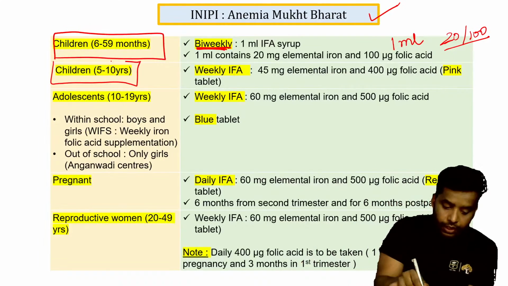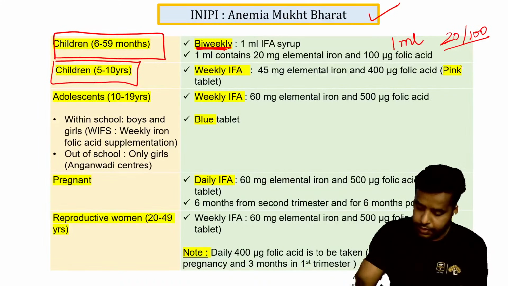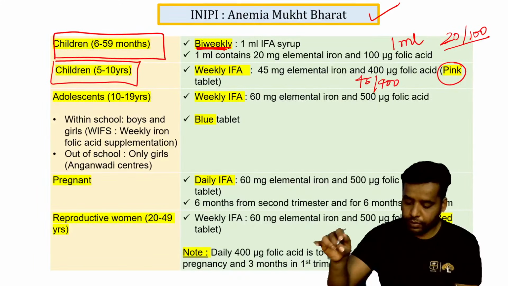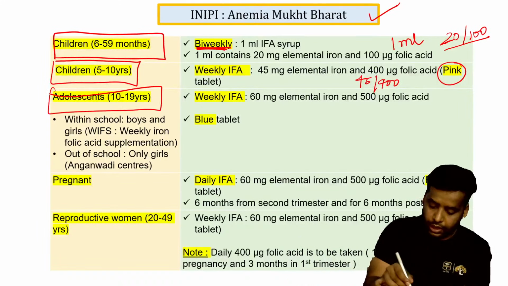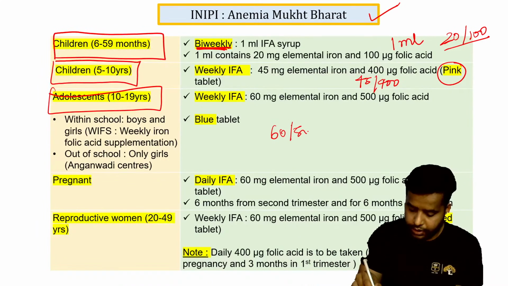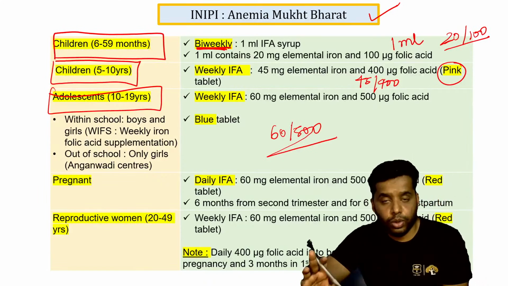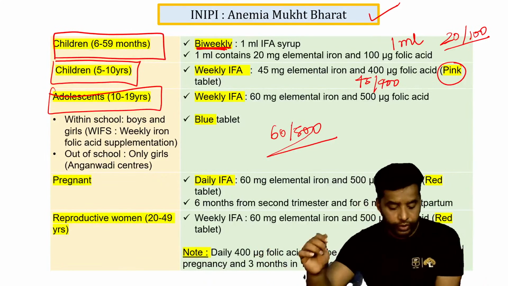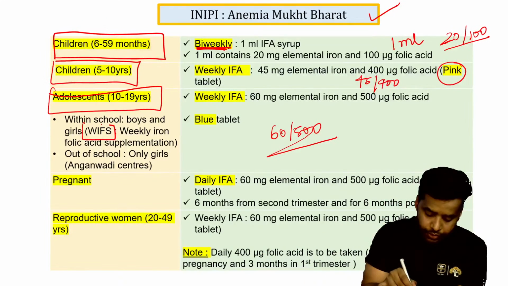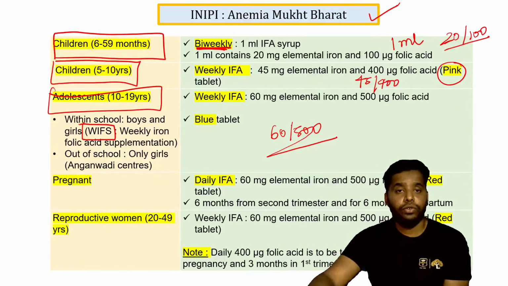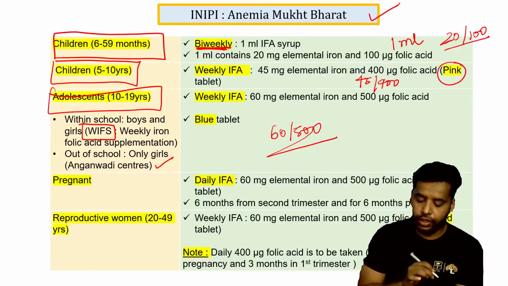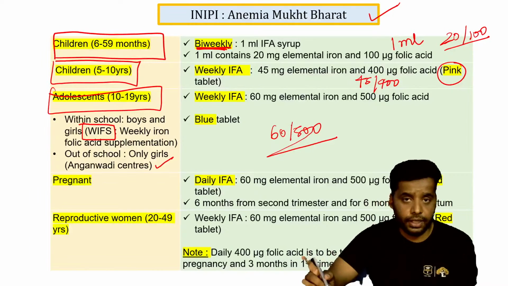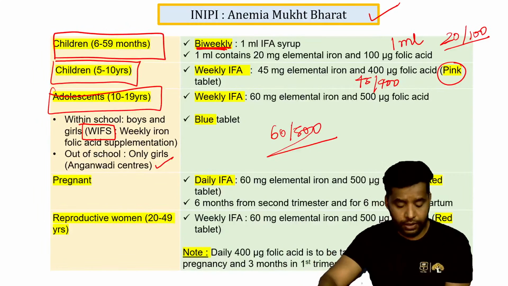5 to 10 years, we are using pink color tablets. Dose 45 mg iron, 400 microgram folic acid. Adolescents, blue color tablets. Dose 60 mg iron, 500 microgram folic acid. Within school, we call it WIFS. What is the full form? Weekly iron folic acid supplementation. Outside schools, we are giving only for girls. Anganwadi centers, we are targeting only girls.